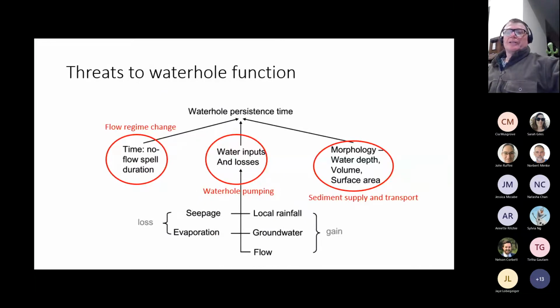I'm now going to move on to talking about some of the threats to waterholes. So all of the different aspects that are important drivers of waterhole persistence have different things that potentially threaten them. We've seen a little bit already how flow regime change can threaten persistence. Also, of course, direct take of water out of waterholes can reduce the amount of depth and how long they persist. But also a quite large problem in some parts of the Queensland Murray-Darling is sedimentation and infilling of waterholes, making them shallower and therefore less able to hold water and last during droughts.